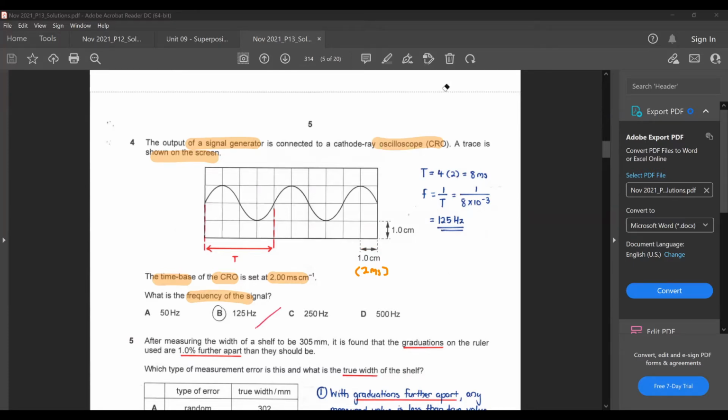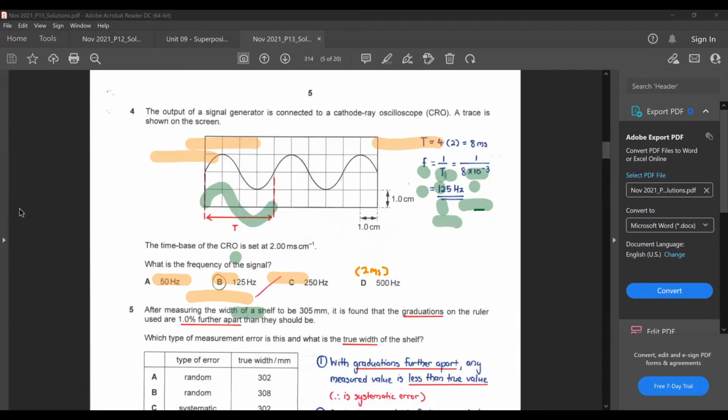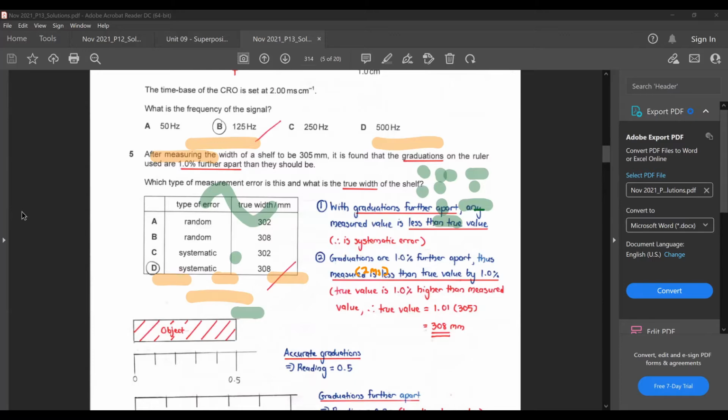The easiest thing to do is to find out the period. This is the period. So the period is 4 centimeter multiplied with 2 milliseconds per centimeter. You're going to get the period as 8 milliseconds. So frequency is the reciprocal of the period: 1 over 8 times 10 power minus 3. You're going to get the answer of 125 hertz. You're getting the period in milliseconds, so you have to multiply with 10 power minus 3 to change it to seconds. Just bear that in mind. All right, then after that, we look at question 5.